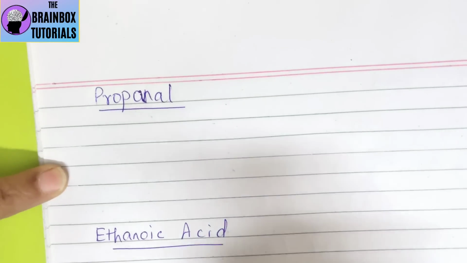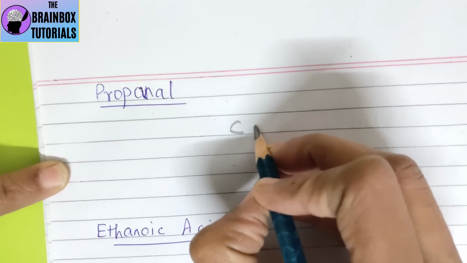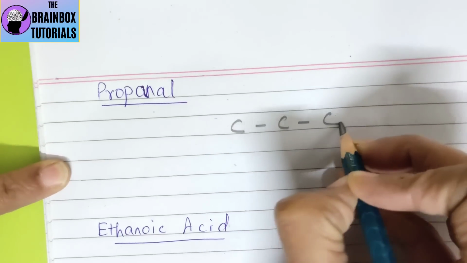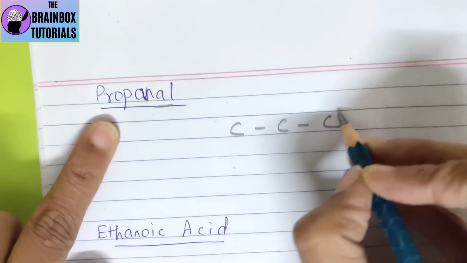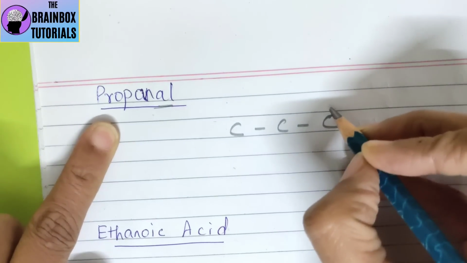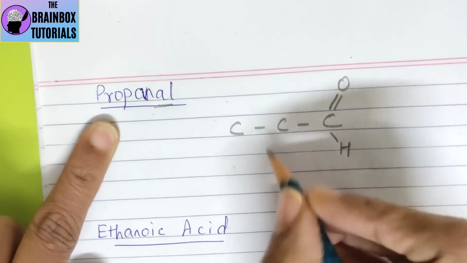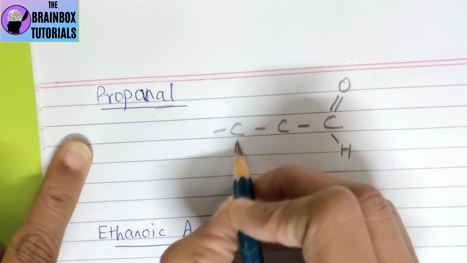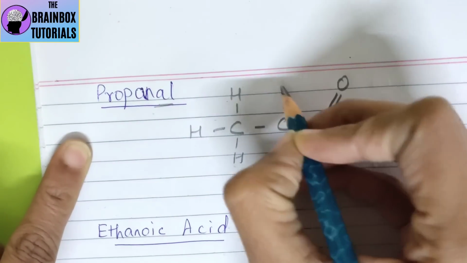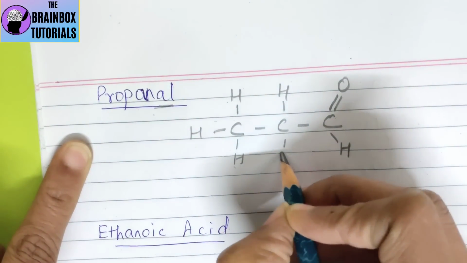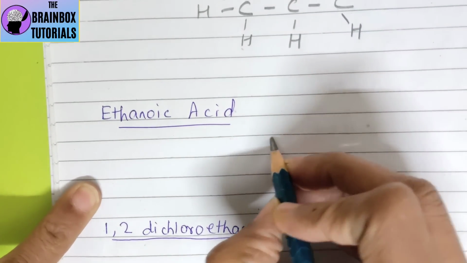First is propanol. So how many carbon? 1, 2, 3. And then because Al is written, that means aldehyde, so CHO should be added. And now the rest of the bonds with hydrogen. This is propanol.